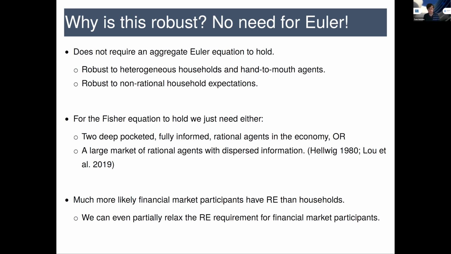More generally, the Fisher equation, because it's about arbitrage between nominal and real bonds, what matters is the expectations of financial market participants, not households. And it seems much more natural to assume that financial market participants have rational expectations than to assume that households have rational expectations. Turns out we can go even further and we can relax the rational expectations requirement for financial market participants even. All we need is that on average, financial market participants have correct expectations. So there can be a gap between rational expectations and their expectations as long as that gap is stationary. So people eventually get to rational expectations.